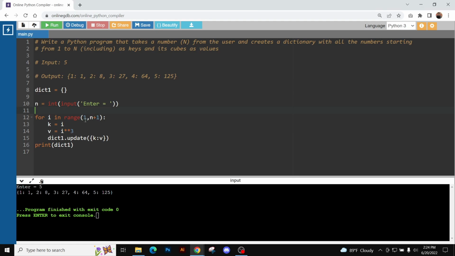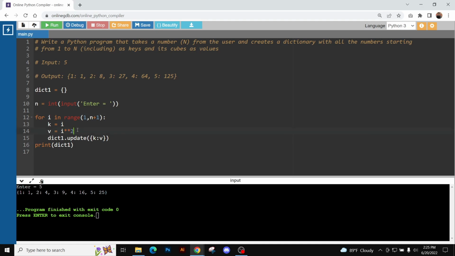Why? We are going to take the first element as 1. If we had taken 0, that would not be correct because our starting key will be 1. That's why we have taken 1 here, and since we are going to take 5 inputs, we have taken n plus 1. The range will go up to 6, but 6 will not be included, so 5 inputs will be taken. So k equal to i, that is the keys.